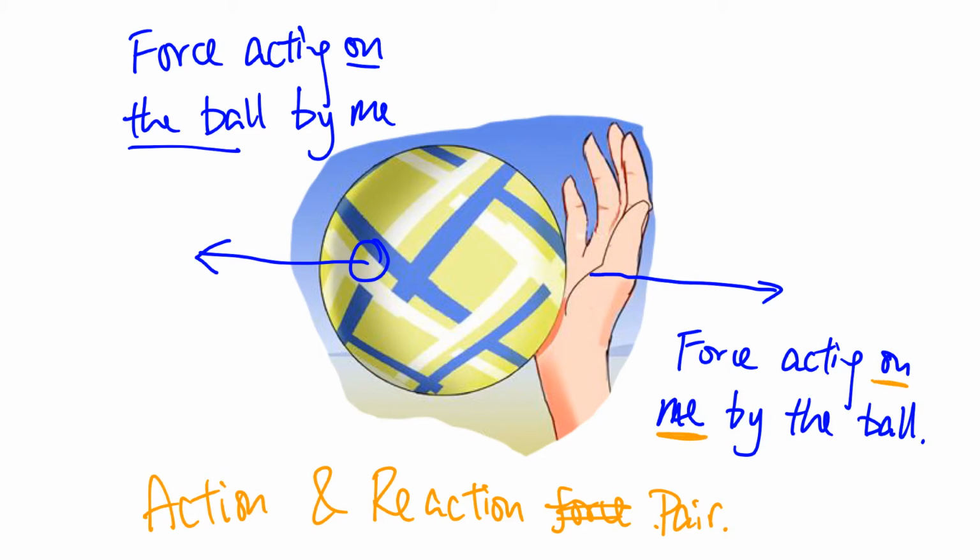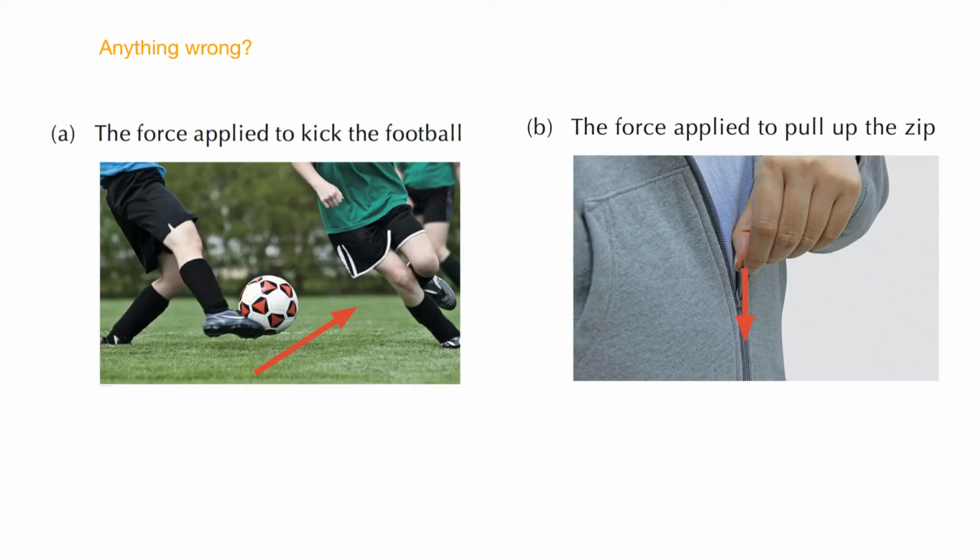adding on me, that means the object is me, then the end of the arrow must be touching me and then showing the direction where the force is applying on. Different objects, the arrows must be touching different objects. So is there anything wrong with these pictures?